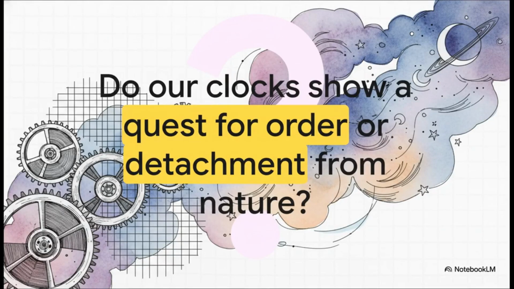And this brings us to a rather profound final thought. The time that governs our lives, the time on our phones, our computers, our watches, is not a direct measurement of a natural phenomenon. It is an ideal, a human construct designed for order and predictability. So I'll leave you with this question. What does this choice reveal about us? Is it a testament to a fundamental human quest for order in a chaotic universe? Or does it signal a growing, perhaps necessary, detachment from the natural rhythms of the cosmos itself?